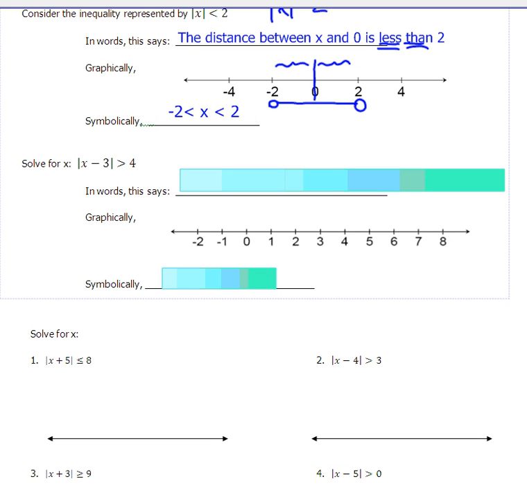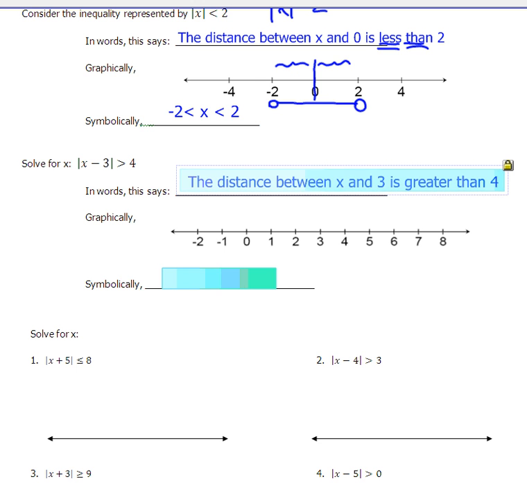Alrighty, so this one is going to say something a little different. The absolute value of x minus 3 is greater than 4. In words, really think about what that is saying. The distance between x and 3 is greater than 4. So the distance between the number that I choose and 3 has to be greater than 4. Here's 4 units away from 3. I want to be going in that direction, and I want all these numbers included. And in this direction, I want all these numbers included.